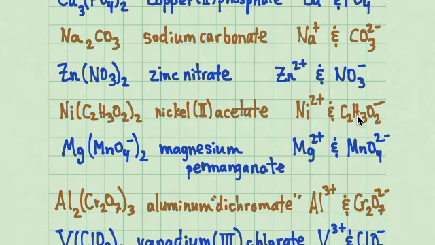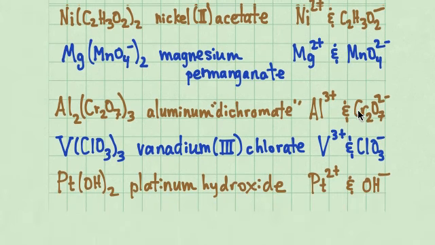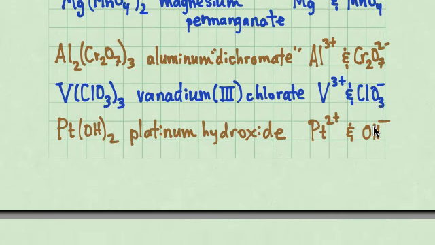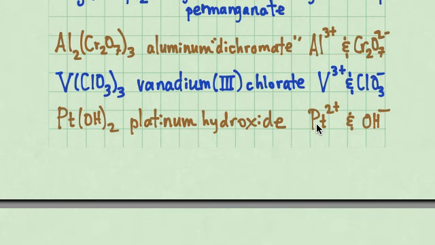You should know these polyatomics. Acetate, you should probably know that one. Nickel 2 acetate. Magnesium's a type 1. It's always a +2. Magnesium permanganate. Permanganate's weird because it has a metal also with a non-metal, but it's a polyatomic anion that you should know. Aluminum dichromate. Vanadium chlorate. You should know chlorate. You should know hydroxide. Platinum hydroxide.